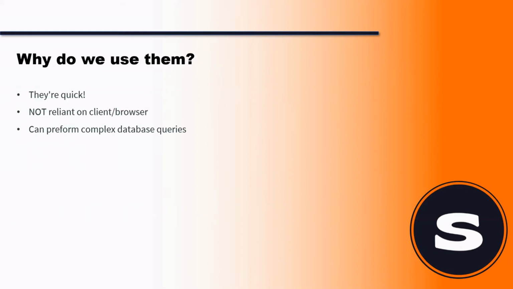And why do we use them? Why bother? Well, they're quick. They're a lot quicker than client-side scripting, client scripts. Not reliant on the client browser. And we can perform complex database queries on these. So with a business rule, we can go off and run queries on different tables. For example, if we create a business rule on the incident table, we can shoot off to the problem records and start querying to see, is there any other incidents of this nature that are related to that problem? We can do things like that.